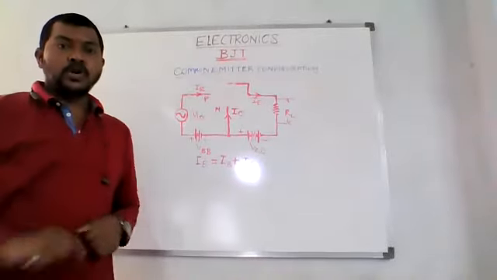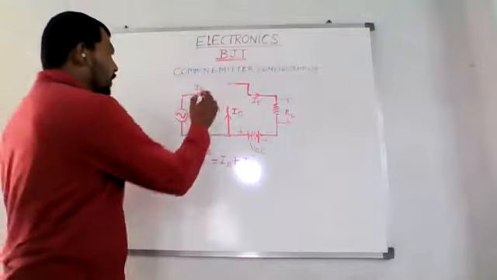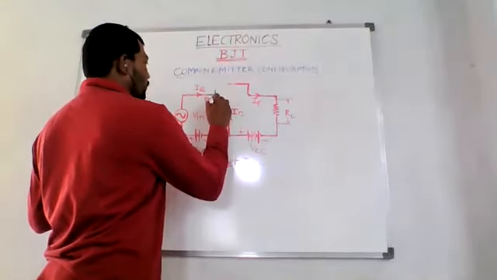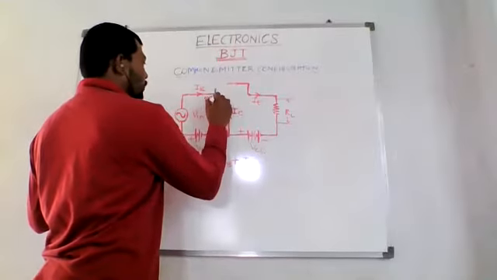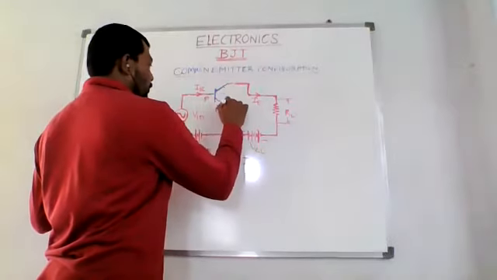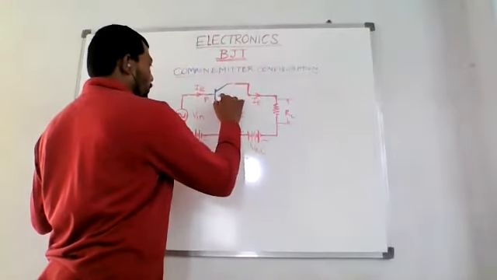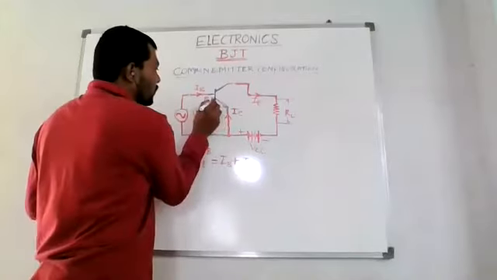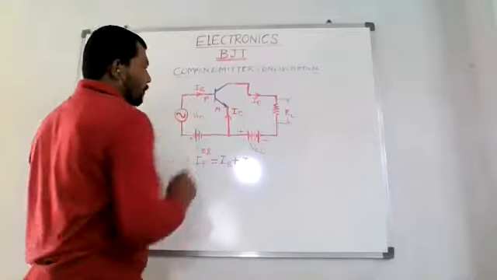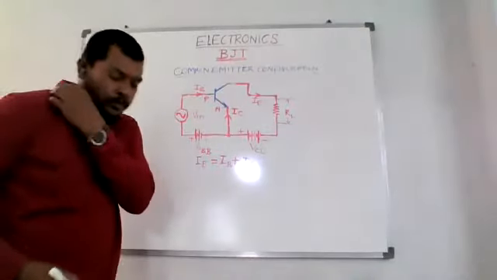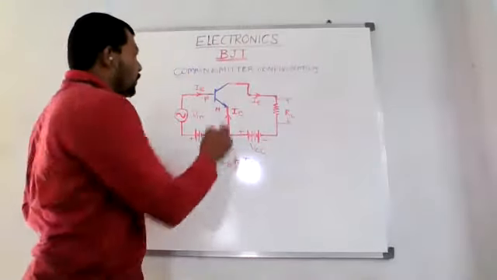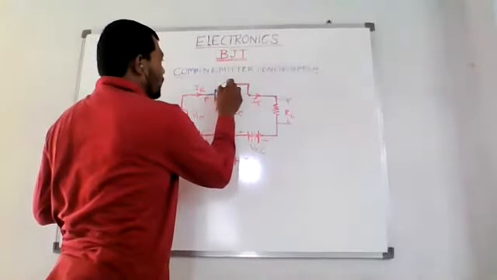So in a common emitter amplifier, what we do is connect the input to the base. I'm drawing that with this blue pen. So this is the base, and this is the collector. The input is supposed to be given to the base and emitter, whereas the output is taken from the collector and emitter, right? So here we have connected like this.